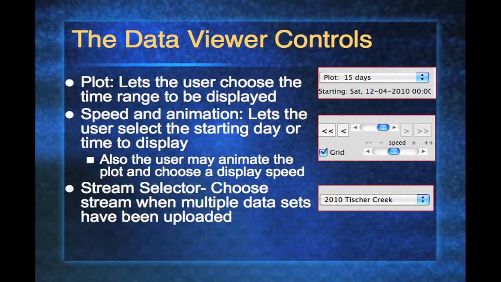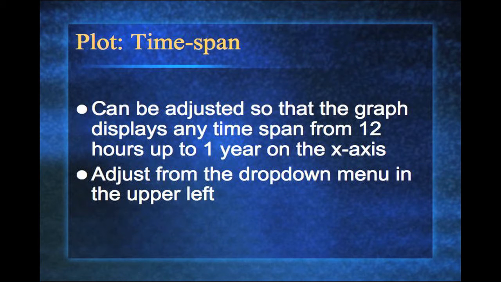Once the data viewer is up, we can see a number of controls. The plot function lets the user choose the time range to be displayed in the viewer. Speed and animation controls lets the user select the starting day or time to display, and also lets the user animate the plot and choose the display speed. The stream selector lets the user choose the stream when multiple data sets have been uploaded.